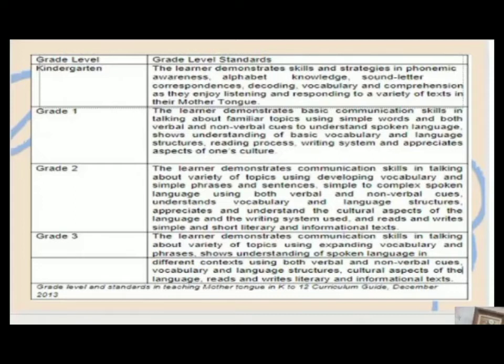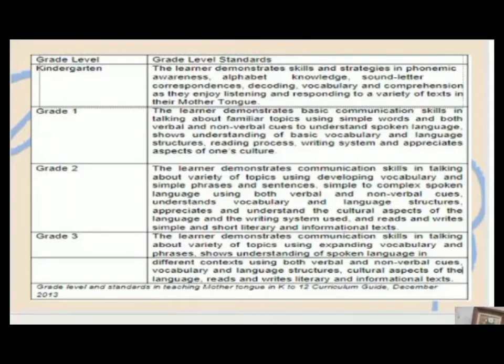So those instructed and taught knowledge and skills from a standard are reflected in the domains in the K to 12 curriculum guide for Mother Tongue. So it can be used as content and performance standards in teaching the Mother Tongue in grades 1 to 3. Those standards are non-negotiable or cannot be changed.